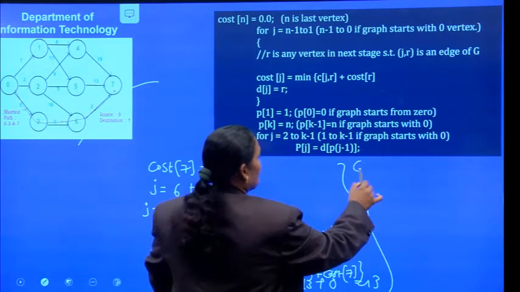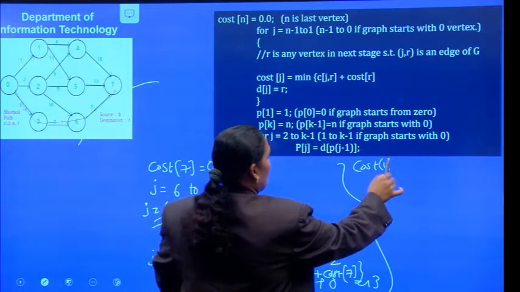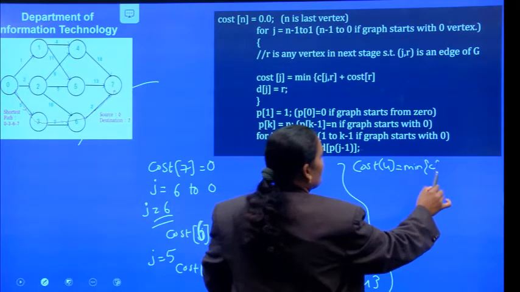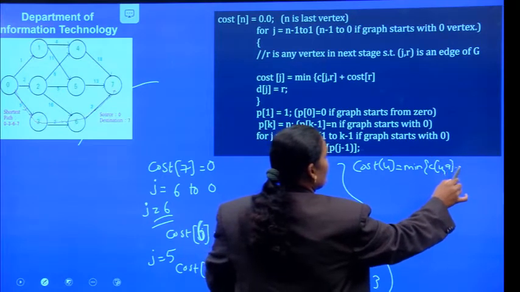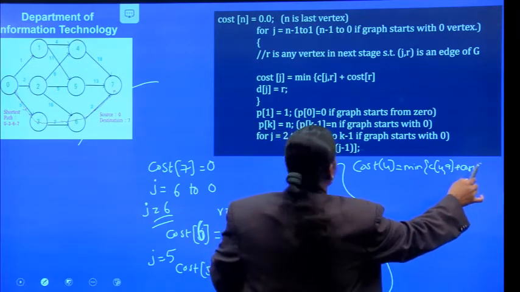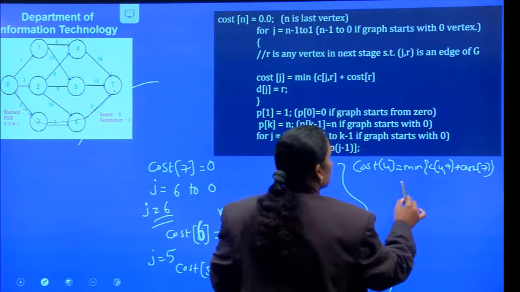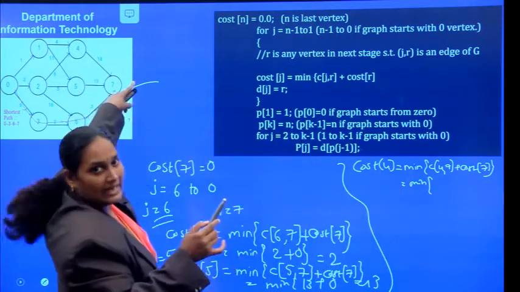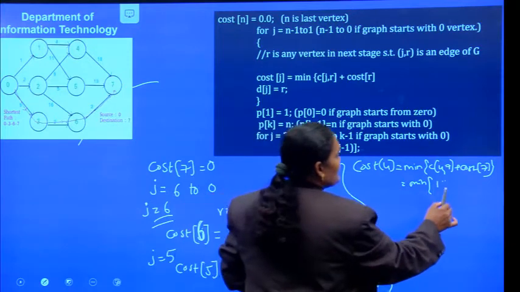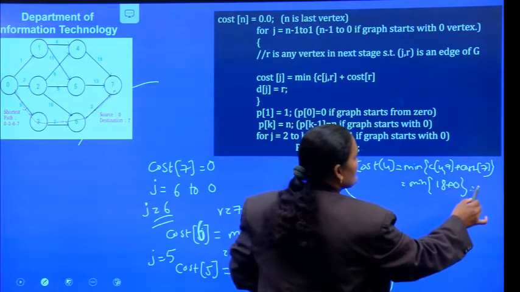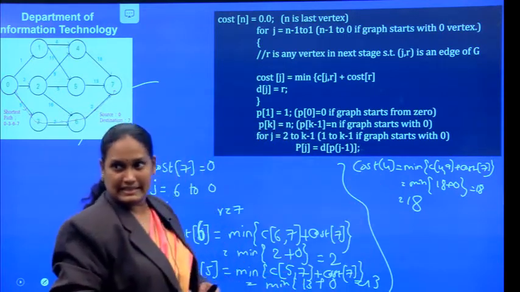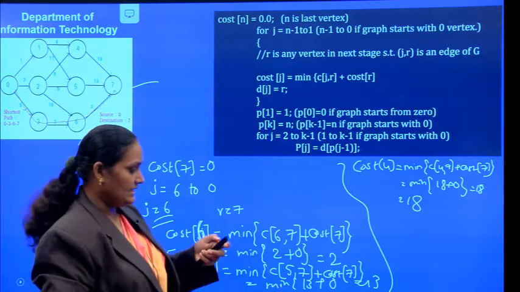Now let us see cost of 4. What is cost of 4? Minimum of c of 4 comma 7 plus cost of 7. What is c of 4, 7? 18. 18 plus cost of 7, which is 0, is equal to 18. So cost of 4 is 18.